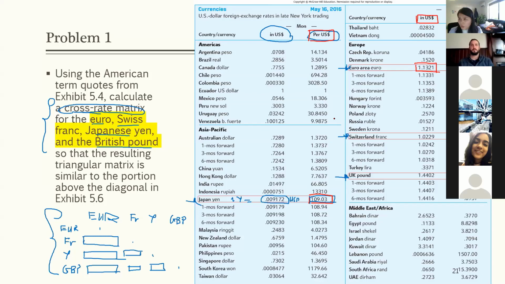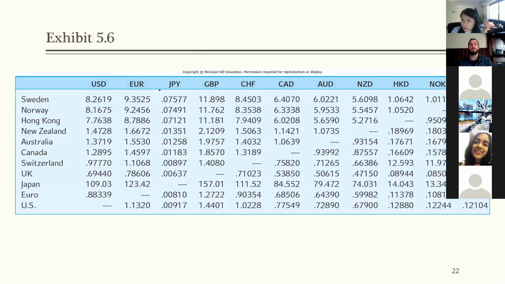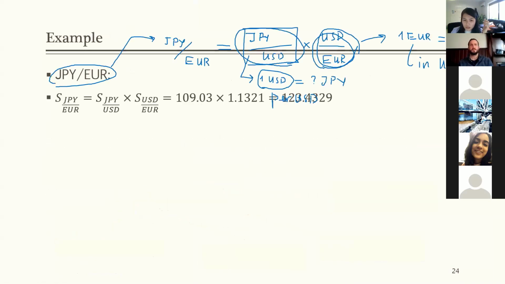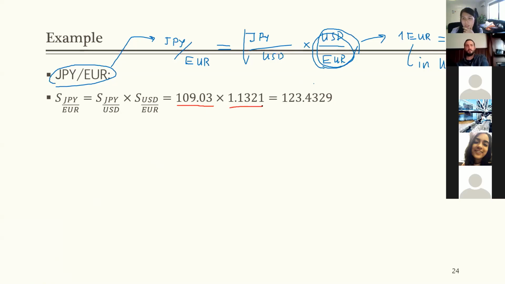Okay, so we have identified the relevant numbers we need to use. For our calculation, we're going to take this number and times it with this number here. So here is our calculation. We take the per USD value for the yen and we times it by the in USD value for the euro. So this will be my cross rate for the Japanese yen over euro exchange rate.